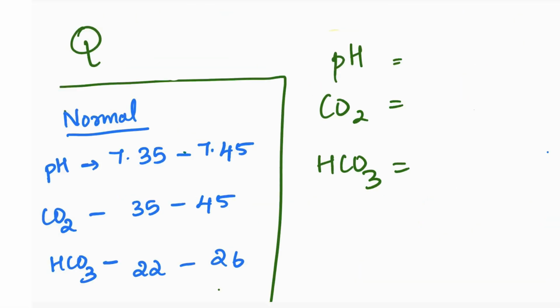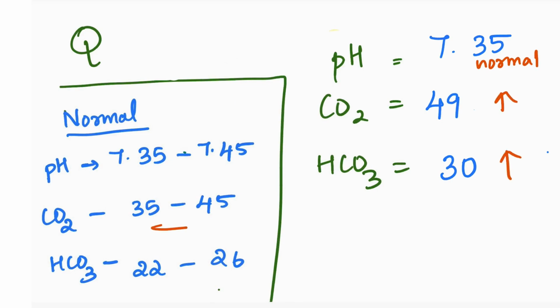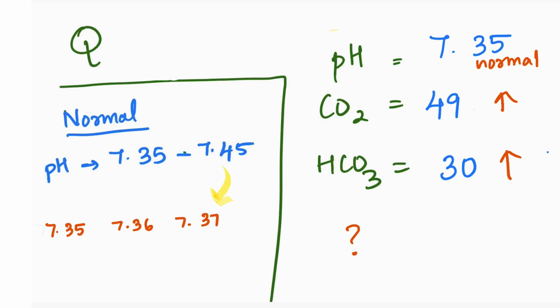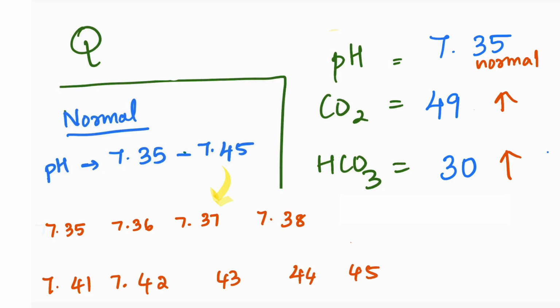In this question, you'll see that the pH is 7.35, which is in the normal range. Carbon dioxide is 49 and bicarb is 30. Both are high. Okay, so now what do we do? When the pH is normal, how do we know if it's respiratory or metabolic? This is when you zoom in on the pH value. You write down 7.35, 7.36, 7.37, then 7.38, 7.39, etc. That is one set of limits.